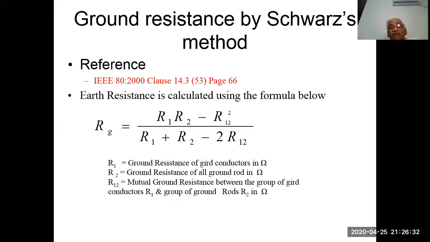Again, ground resistance by the Sverak method also. So in this, earth resistance is calculated using the formula (R1 R2 minus R12 square) by (R1 plus R2 minus 2 R12).